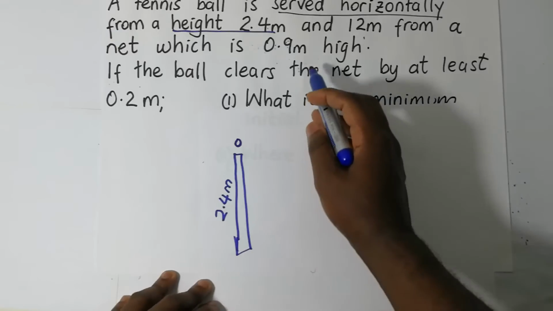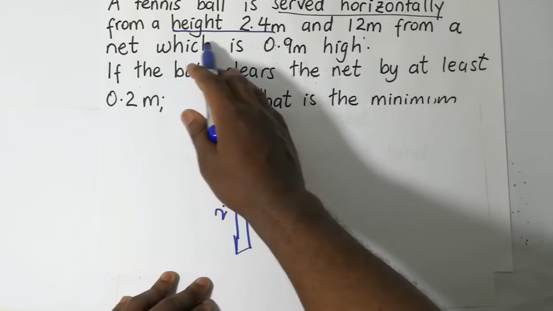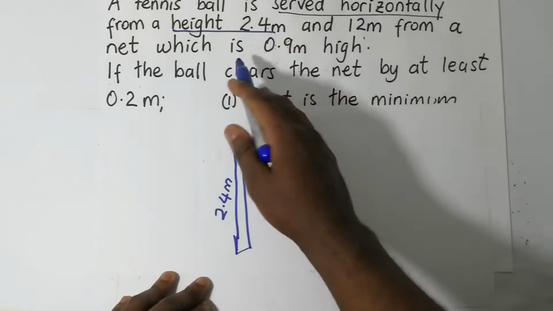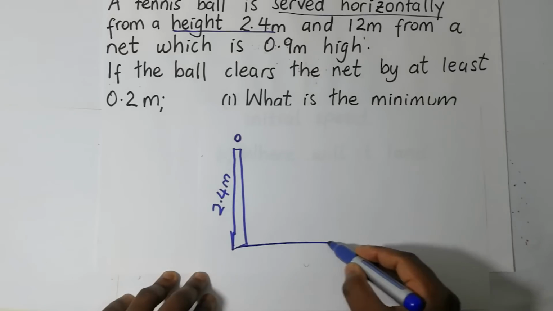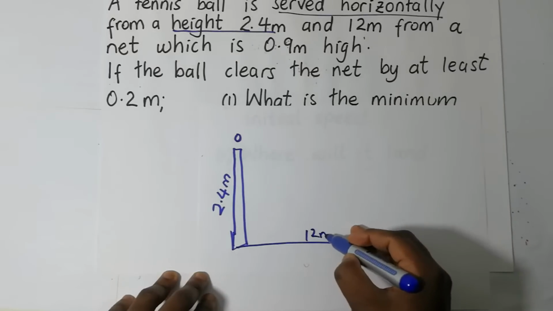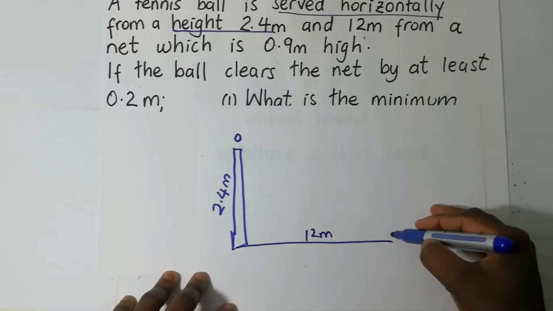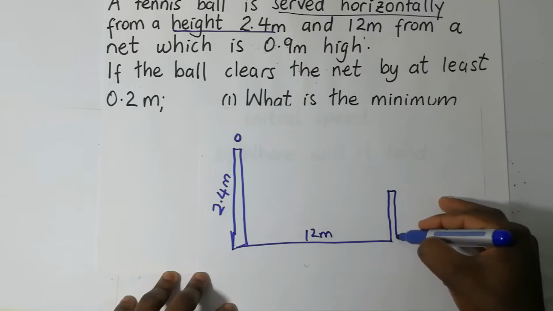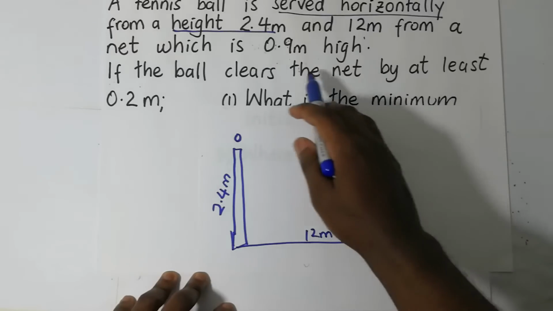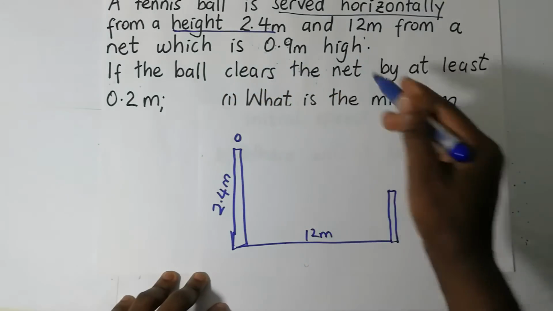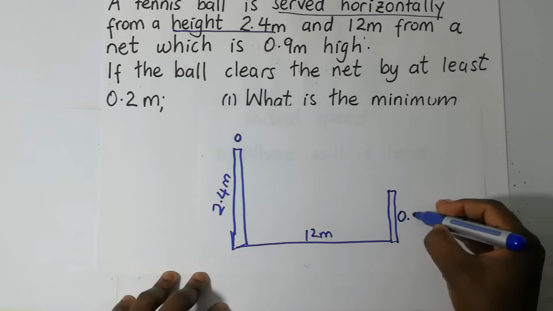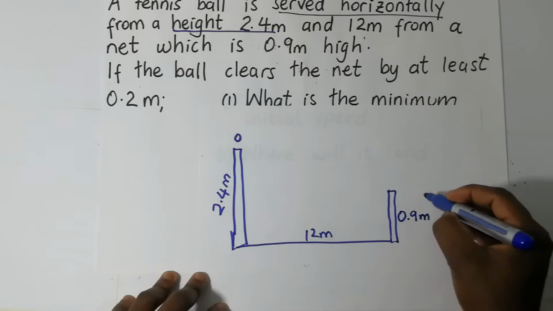And the question continues to say it has been served horizontally from a height of 2.4 meters and 12 meters from a net. So it is 12 meters from a certain net. The net is right here, and from a net which is 0.9 meters high. So this net is 0.9 meters high.